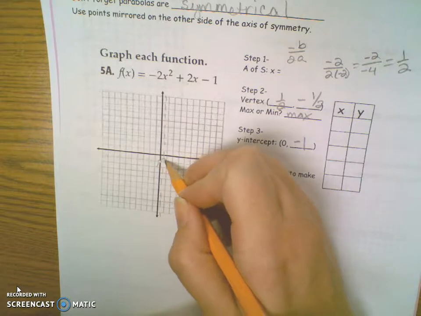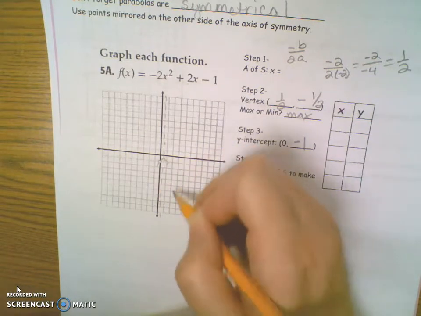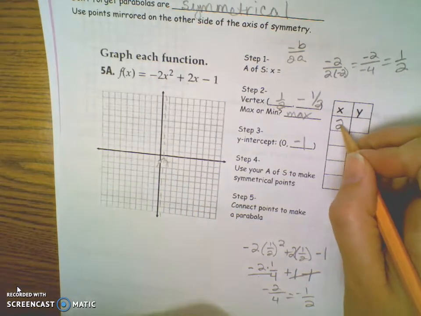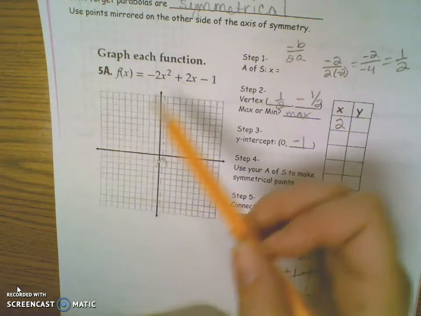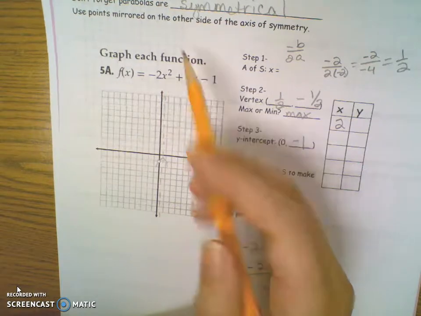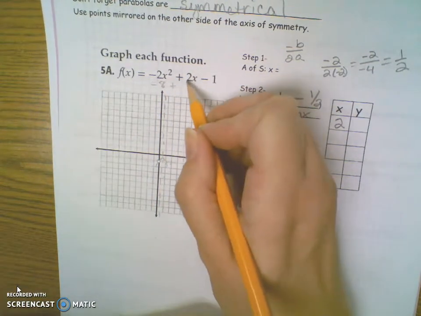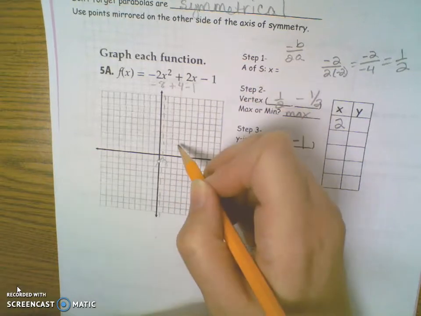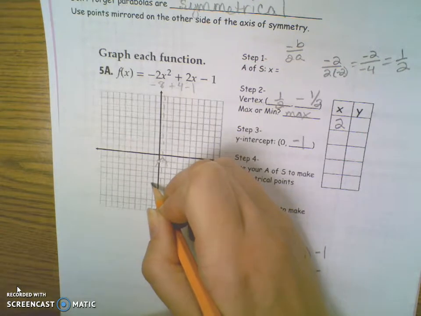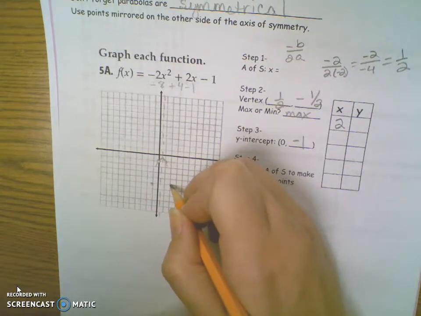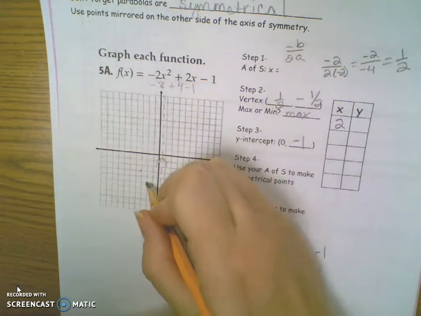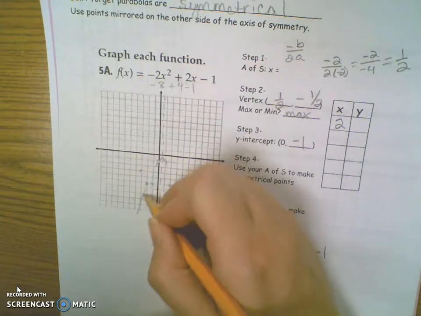But that's kind of a little space for me to know. It's okay if you want to draw that, but I like to do at least one more so I kind of know what's going on in another spot. So if I put 2 in here, negative 2 times 2 squared, that's negative 8, plus 2 times 2 is 4, minus 1, so that's going to be negative 5. So 1, 2, 3, 4, 5, like that, and it's symmetrical. Whoops. It should be right there. So it looks like that.